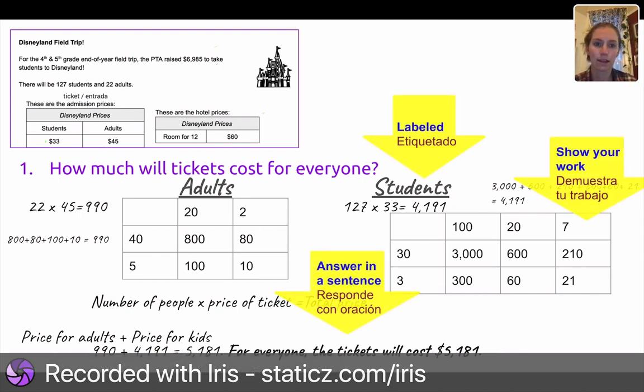Now again, they labeled their work. So this is students, they wrote students. This is adults, they wrote adults. They answered in a complete sentence. And they showed their work. They showed how they got the answer.